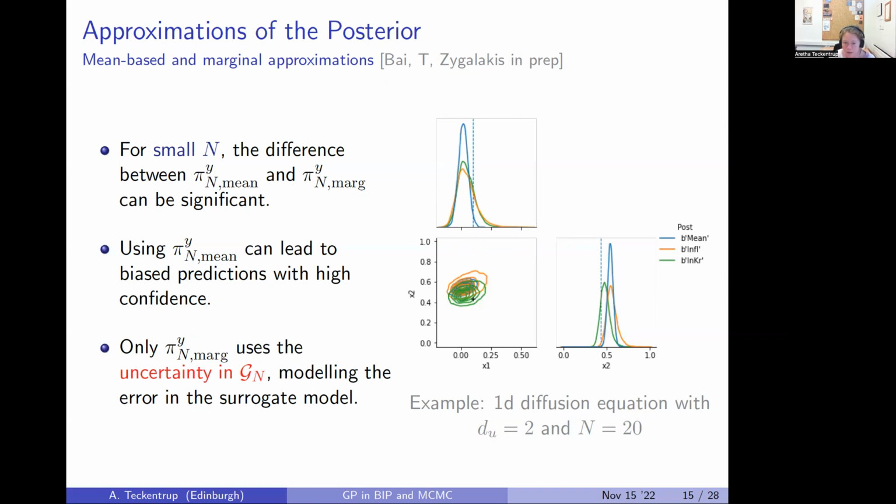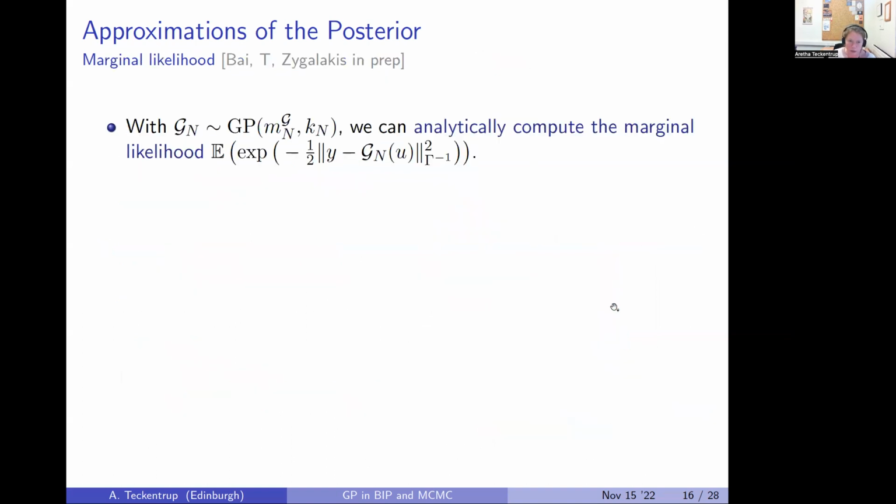Yeah. So how do we actually compute these approximations? So it turns out that for Gaussian process emulators, you can compute this analytically. Right, so in general, you have this expression for the marginal likelihood where you're plugging in your random surrogate model here and then taking the expected value of the likelihood.